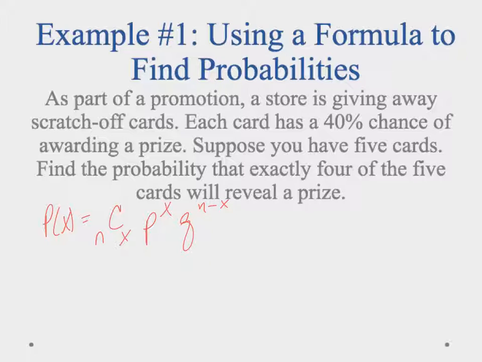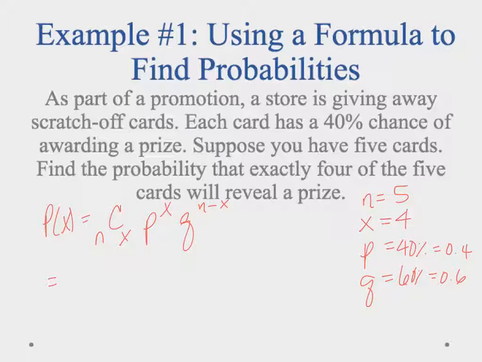And then we need to identify our unknowns. So n, the number of cards, is 5. x, the amount of wins that we want, is 4. p, the probability of success, is 40%, but we need that as a decimal, so that is going to be 0.4. And obviously q, the probability of failure, if you have 40% as an award, then 60% or 0.6 is the failure rate. So here's our formula.